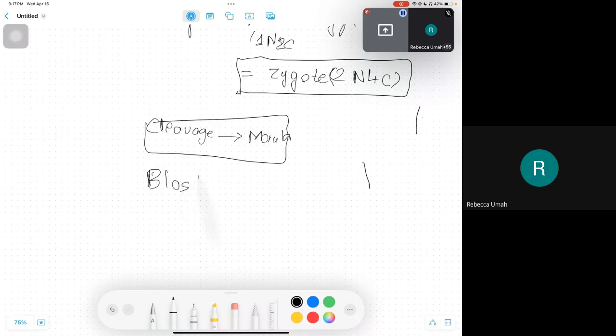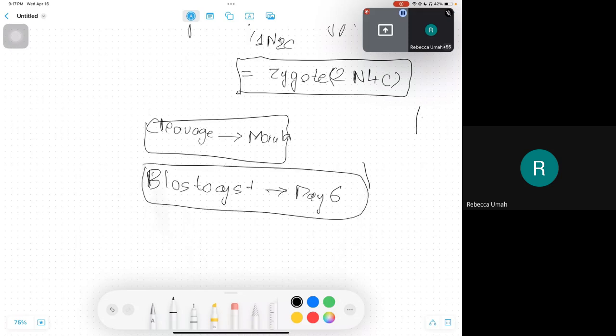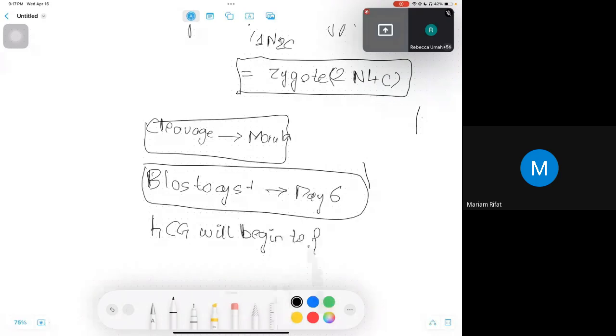So an implanted morula is known as a blastocyst, and basically cyst and sticks means it will implant, on day 6. So it implants on day 6. And what is the most important thing about this? It is that the day the blastocyst starts to implant, HCG will begin to form. What is the full form of HCG? Human chorionic gonadotropin.